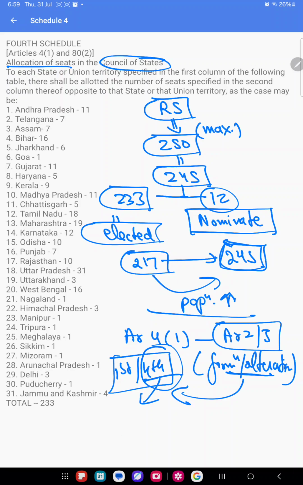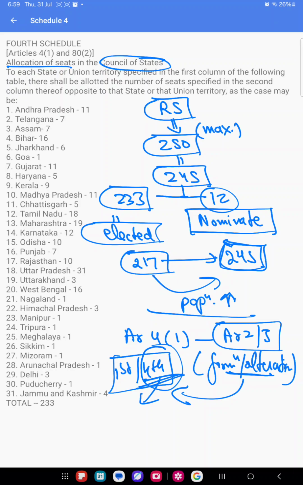So when a new state is formed or alteration occurs, like reorganization of a state, then the seats must be allocated in an organized manner and should be reflected in this article, or to say in this schedule.